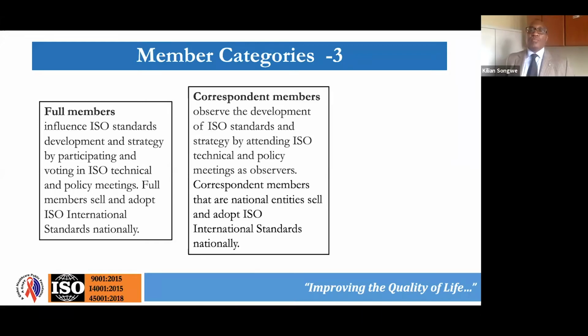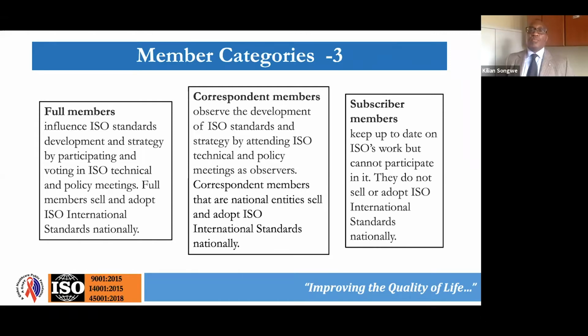Then we have the corresponding members who do not participate in any of the debates or any of the technical committees, and they do not sell or adopt ISO standards internationally for their home countries.